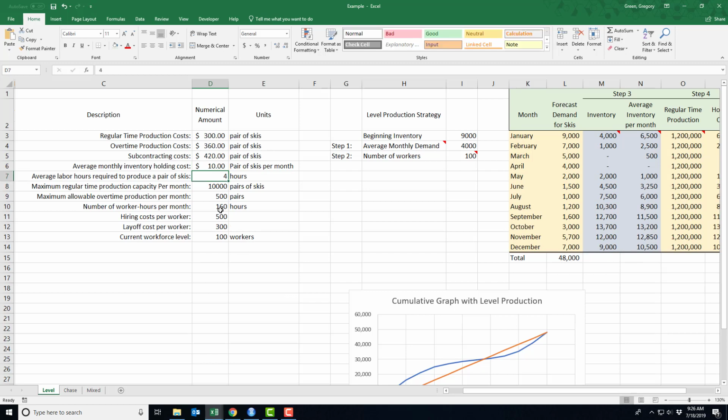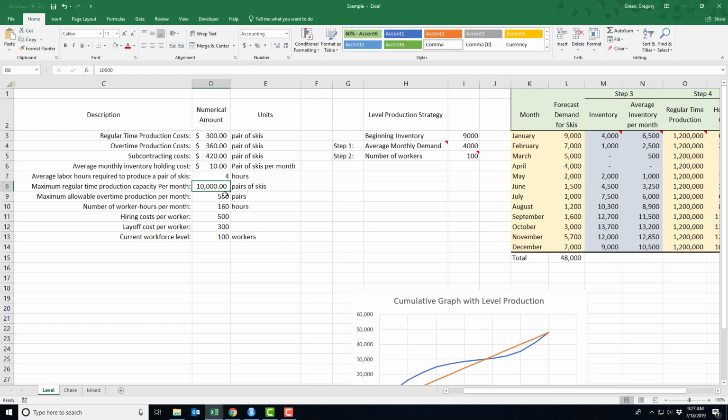This hours to create a pair of skis. Well, it's 4 hours to create a pair of skis. So apparently it costs $300 per 4 pairs of skis. This maximum production time, this is the limit. This is the limit in my production facility. So 10,000 pairs of skis, that's the maximum that I could ever produce in my facility. Now what you'll see when we go through this example is we never do approach this maximum.